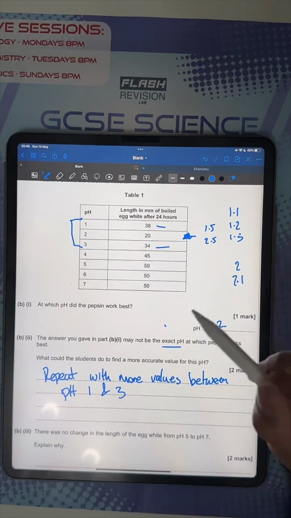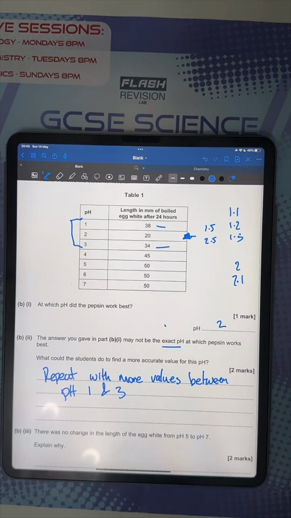This is for any exam board. You can get asked something like this for any exam board. It's just an experiment question.